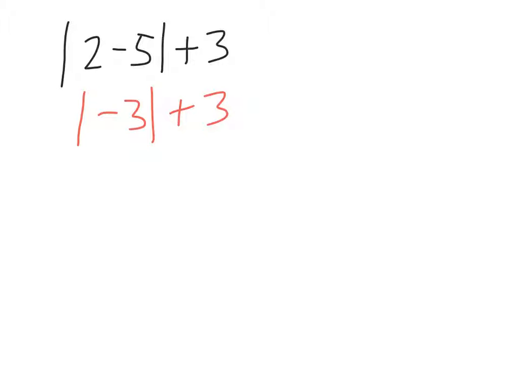So we just did the 2 minus 5 part first. Make it so you just have one number inside the absolute value. Then, when you just have one number inside the absolute value, take the absolute value. So the absolute value of negative 3 is positive 3. And then the other plus 3 drops down. 3 plus 3 is 6.